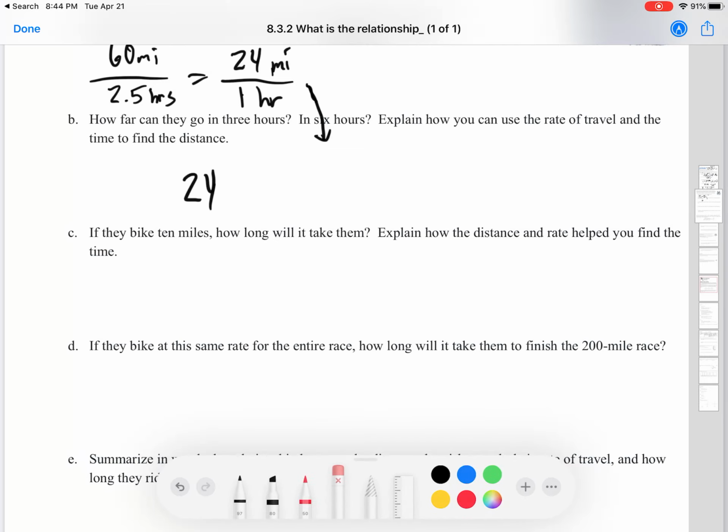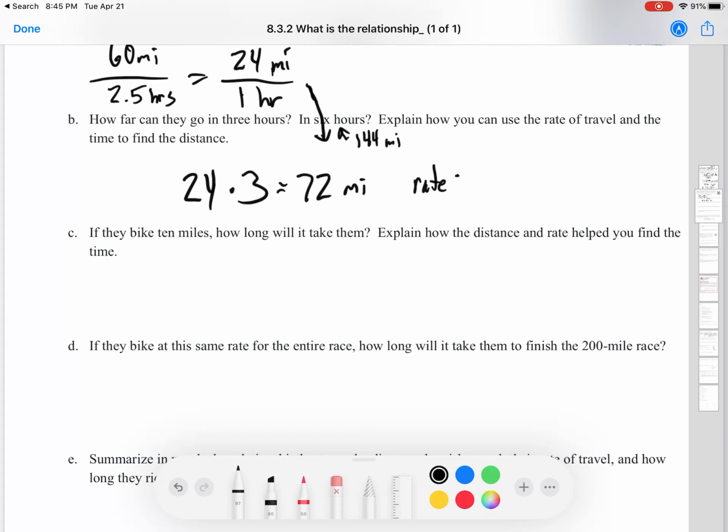Just like our pig race that we had up above, right? When we wanted to know how far did they go in 3 seconds, 5 seconds, 60 seconds, that's all we're doing. So 24 times 3 would give you 72 miles, right? And if we do the same thing for 6 hours, we're going to get 144 miles for 6 hours. And then how can we use the rate of travel and the time to find the distance? We already talked about it. It's the rate times time, right? That's what we did.